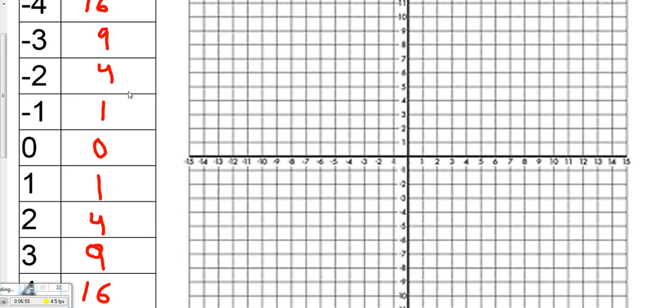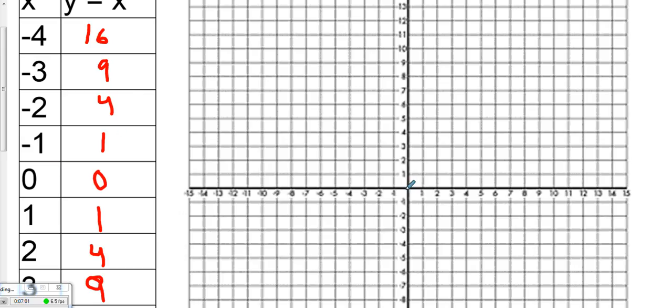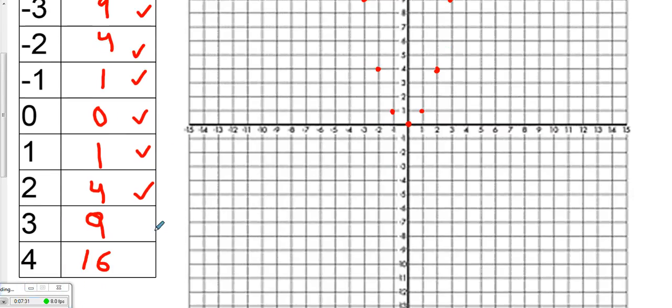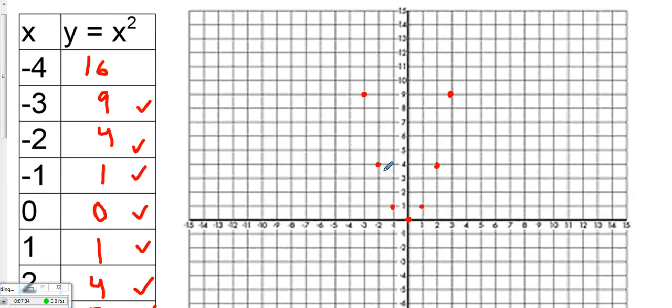Now, looking at this table, I can graph this. So here's a spot at 0, 0. Here's a spot at 1, 1. Took care of this one, took care of this one. There's also a spot at -1, 1. So that one gets taken care of. There's a spot at 2, 4. There's also a spot at -2, 4. So those two. There's a spot at 3, 9. There's also a spot at -3, 9. So I can take care of those two. You'll notice how quickly these go off the chart.